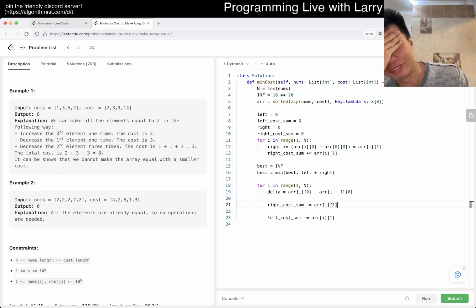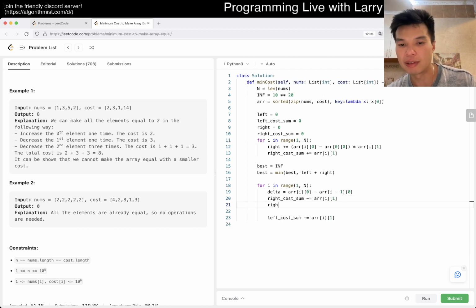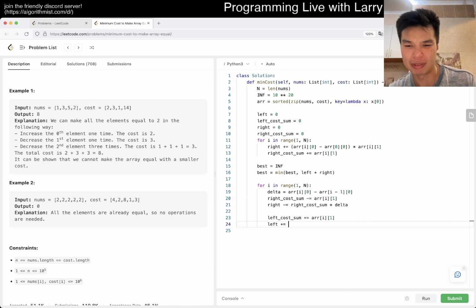Okay, I need a pen and paper for this today, and I'm traveling. So basically, you're moving from i minus 1 to i. So now the right sum will minus the cost component of i, and the left sum adds it. So now what changes to the right? Right we subtract by the total cost sum times delta, and then left we add by left cost sum times delta.